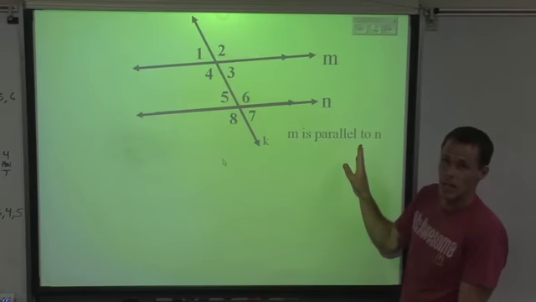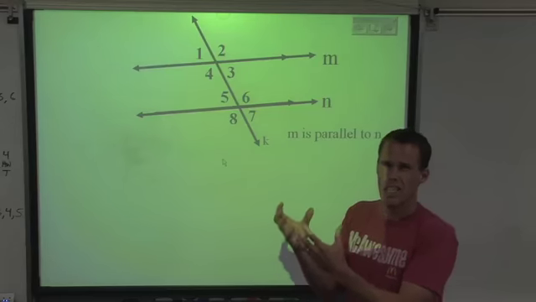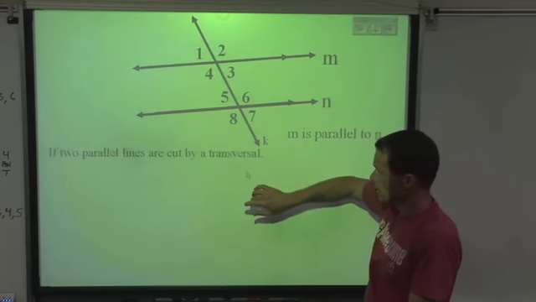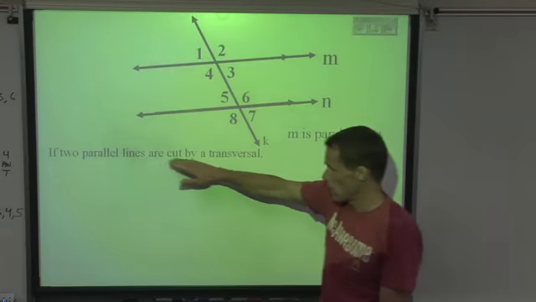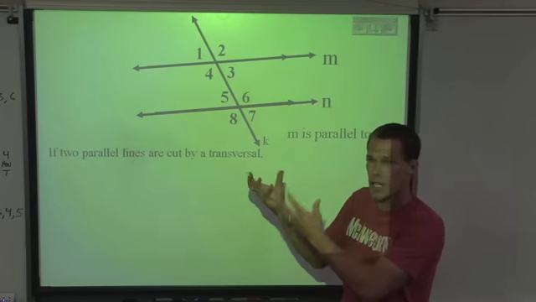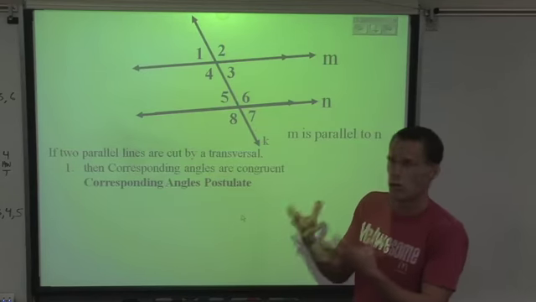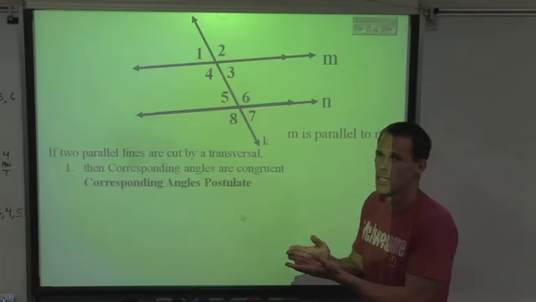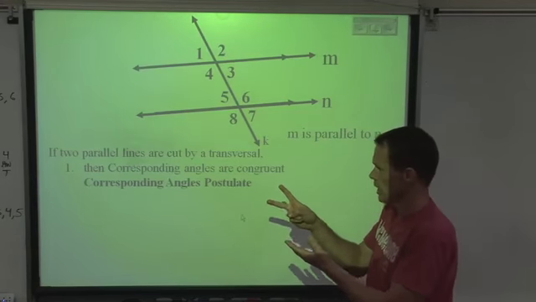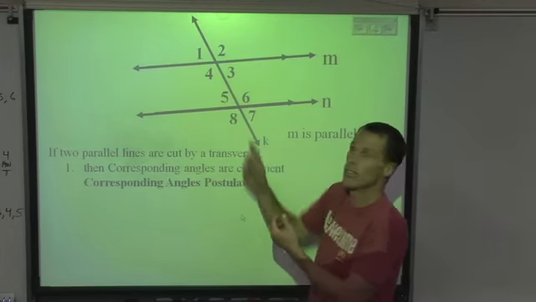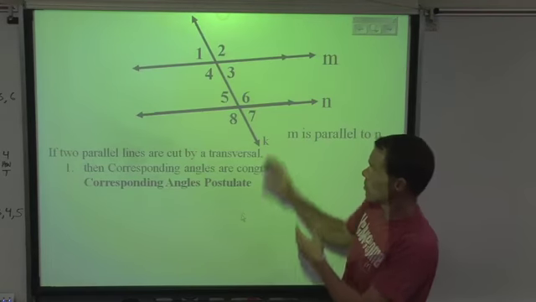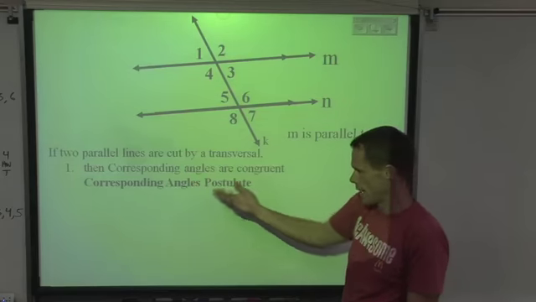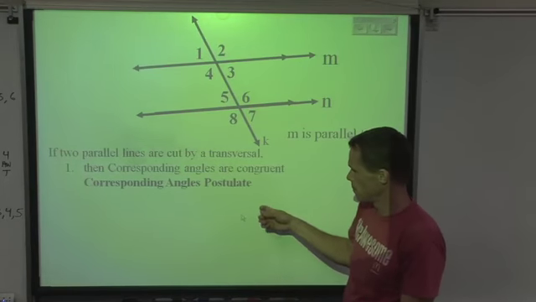Now M and N is parallel, so this is a condition. We studied conditionals. If two parallel lines are cut by a transversal, here is a result. Corresponding angles are congruent. Remember, the lines must be parallel, and there's actually a second condition here. They must be corresponding angles. So if we have corresponding angles and we have parallel lines, we can make the conclusion that they are congruent.